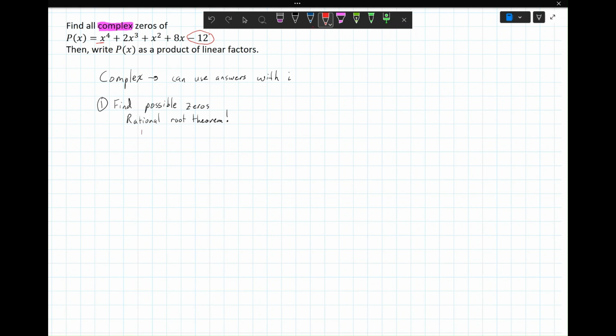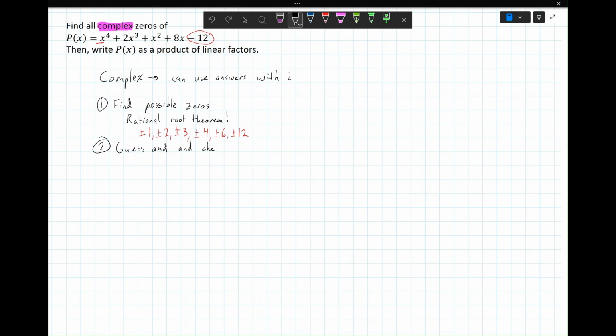Now, the leading coefficient's just 1, so we only need to look at the factors of 12. We need to look at positive or negative, so we have plus or minus 1, plus or minus 2, plus or minus 3, plus or minus 4, plus or minus 6, and plus or minus 12. So if this function has rational zeros, they'll be one of those 12 options, 6 numbers, positive or negative. And so next, we start doing some guess and check. We try some of these numbers and see if they work.